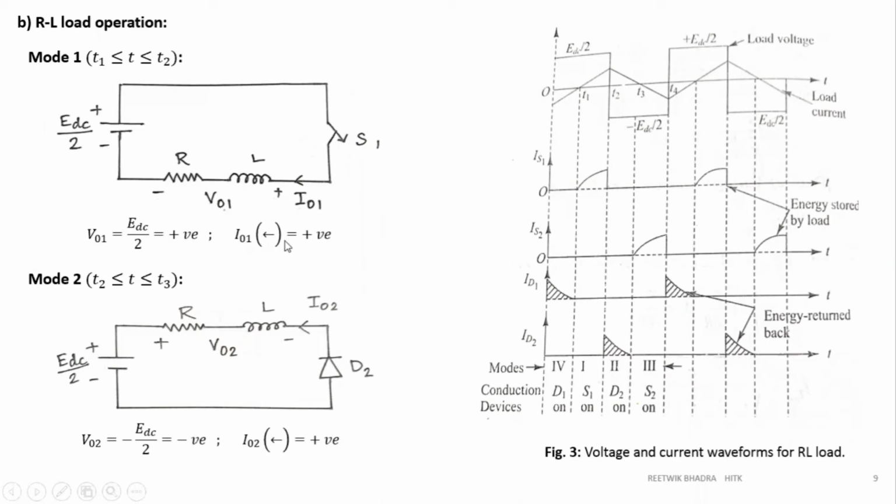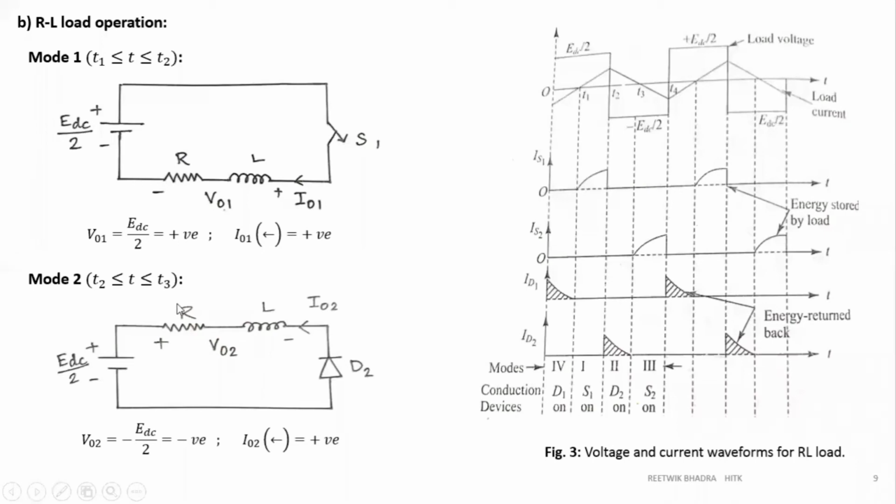So positive current, positive voltage. The magnitude of the voltage will be EDC by 2 and the magnitude of the current will be EDC by 2 square root of R square plus omega L square, because there is an inductive load over here. So see over here, positive voltage EDC by 2. During this time the switch is connected, so it is charging. So IO1 is positive and increasing. It is increasing in the positive direction, T1 to T2.